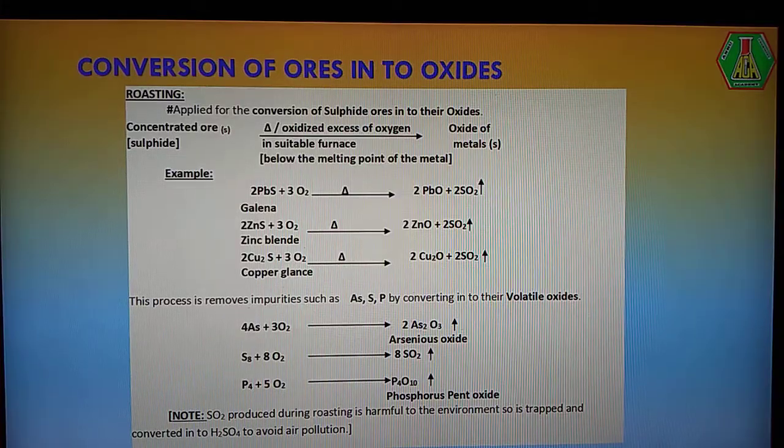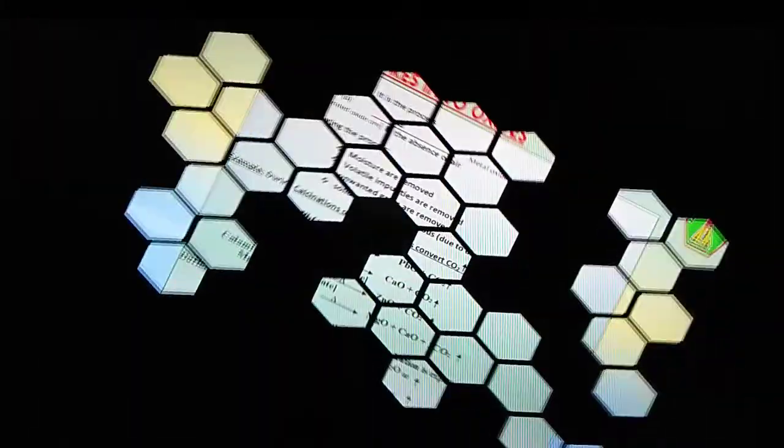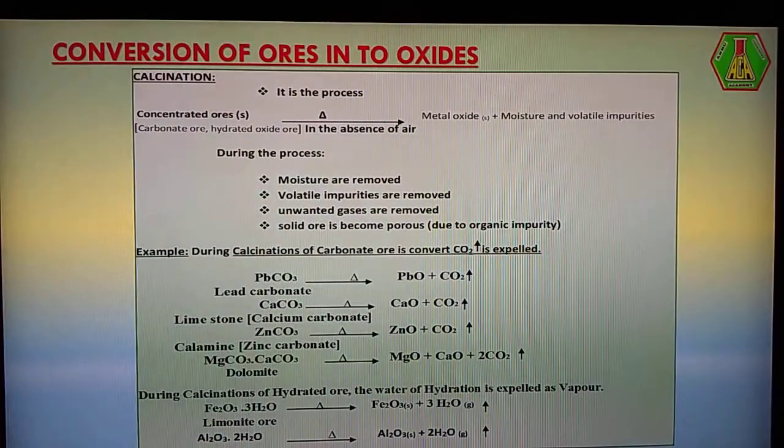Our next topic is calcination. It is a very definite question in our board exam. It is also a conversion of ore into oxide. Already I told you, during the metallurgy process we are discussing the second step, that is extraction. In the extraction process we are discussing the first step, how the concentrated ore is converted into oxide.